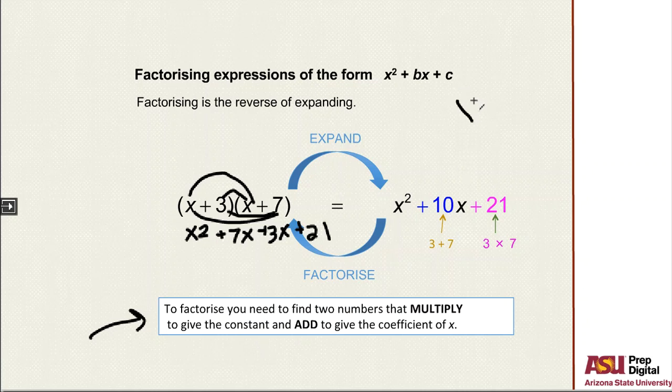So we want to multiply to make c, the c value, and then add to make the b value, the coefficient of x. So really, if we know our math facts of multiplication and we can do quick addition, this process starts to become pretty quick. Sometimes it does take some guessing and checking, especially when negative numbers are involved, but if we can determine what multiplies to c and adds to b and find that pair, then we are on our way to finding the factored form.